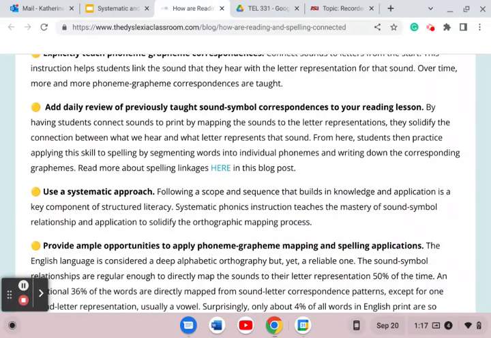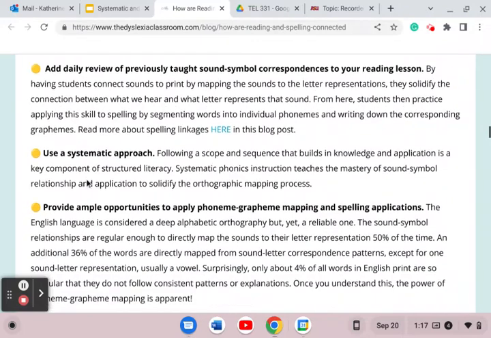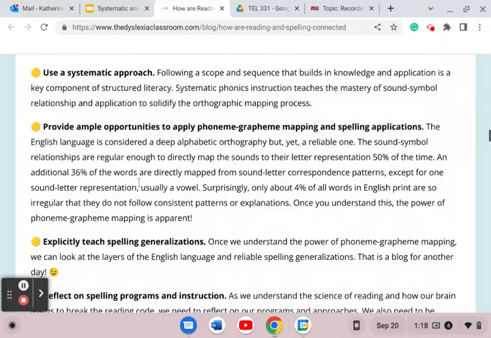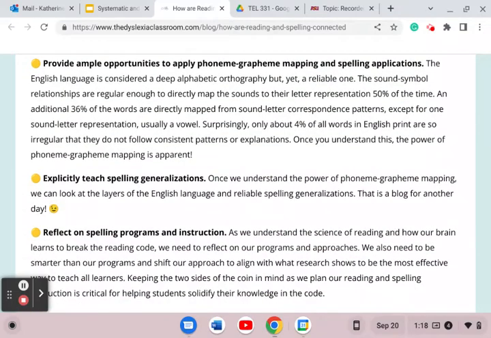Add daily review of previously taught sounds and syllables, so you're always going back. Use a systematic approach, so building on the knowledge as you go. And provide ample opportunities to apply phoneme-grapheme mapping and spelling application. So a lot of those different tools where if they're sounding out a word, they can build it with the letters on the desk. Having a visual representation of the sounds is really important, obviously to reading, but also in spelling. Explicitly teach spelling generalizations.